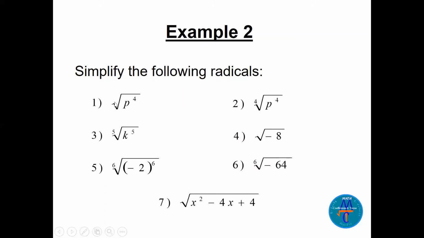So what is the first one here? Square. See, the index here is 2. So this is absolute value of p squared. Now this is fourth root of p to the power 4. The power is the same as the index. So this is absolute value of p. You can try these other examples here, and then I can show you on the next slide.